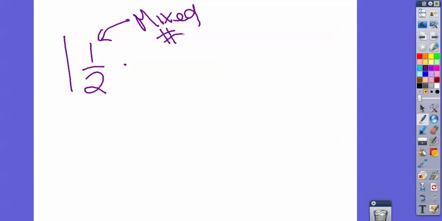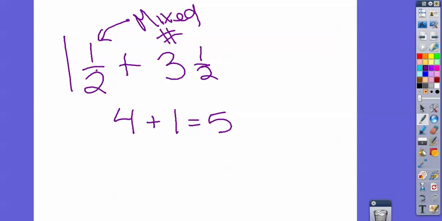But what if I were doing something where I needed to add these two? What if I had 1 1/2 plus 3 1/2? Now, yes, we could do it in our heads, but there are a lot of different ways we could approach this problem. I could say 3 plus 1 is 4, and then 1/2 plus 1/2 is 1 whole, and I could get 5 that way. But that's not the only way that I could do it.